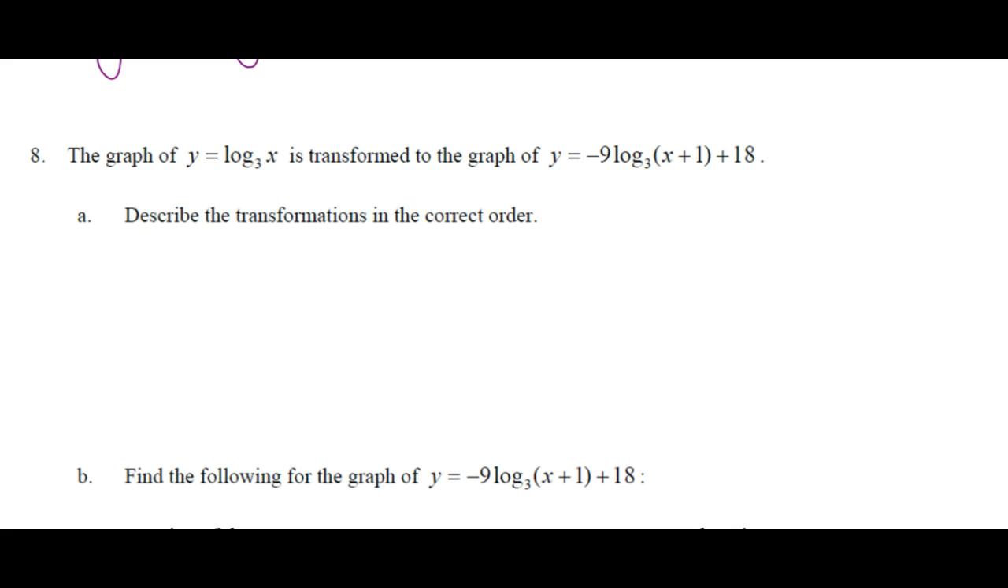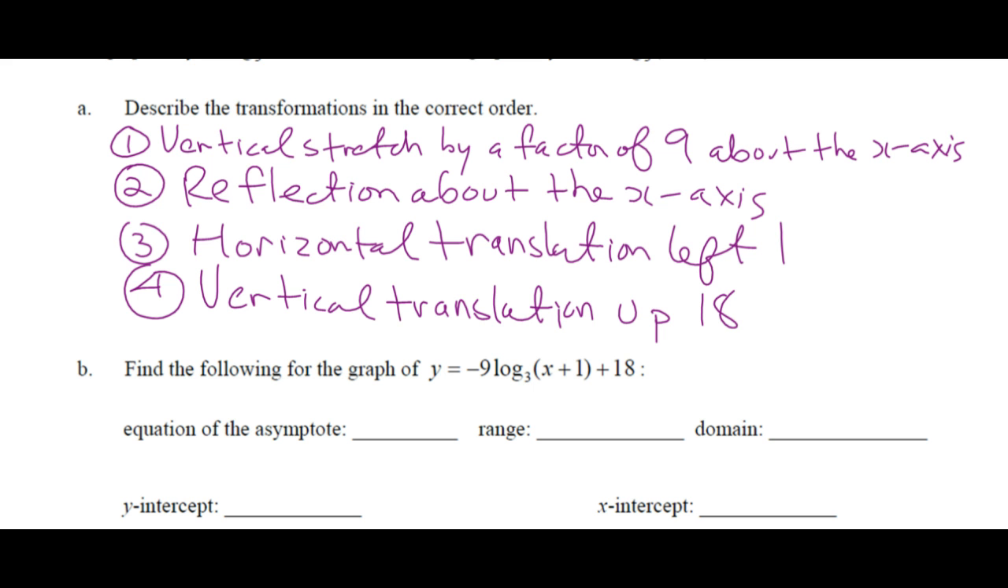The graph y equals log base 3 x is transformed to the graph of y equals negative 9 log base 3 of (x plus 1) plus 18. Describe the transformations in the correct order. Go for it. I'm going to post to our viewers at home, so this is what you should have come up with, yeah?